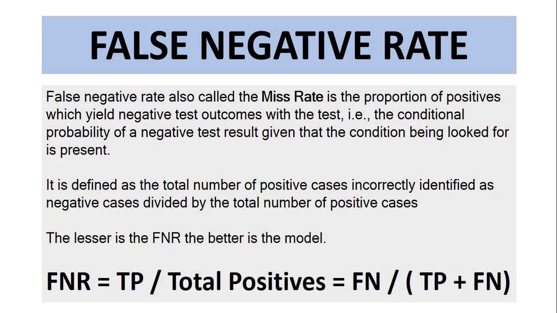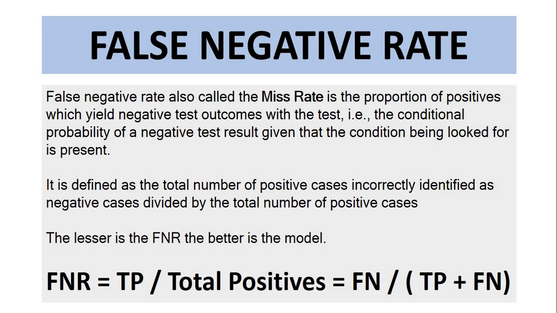wrongly classified as negative. Take an example of a disease. A person has gone to a lab for some test, and though the person has the disease, the test classifies the person as not having the disease. That is an example of a false negative. In that case, we should ensure that the lesser the false negative rate, the better the model. Even in the case of a false positive, it means that the person does not have the disease but is identified as having the disease.